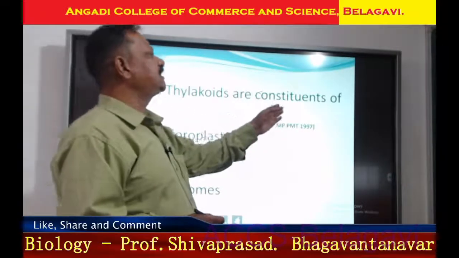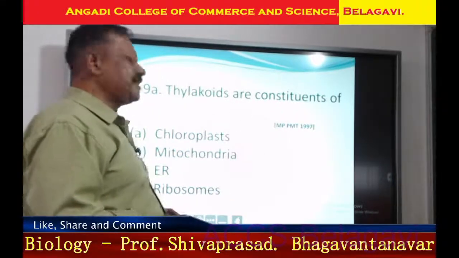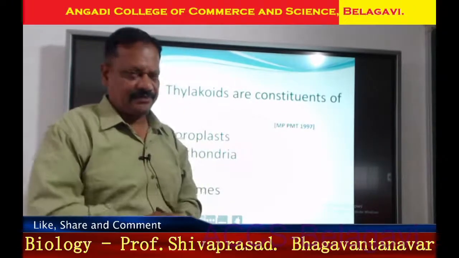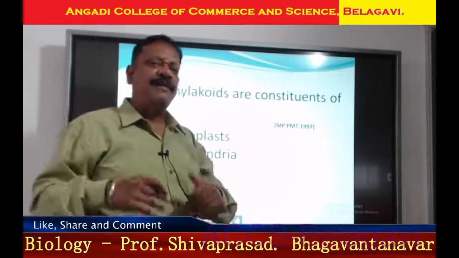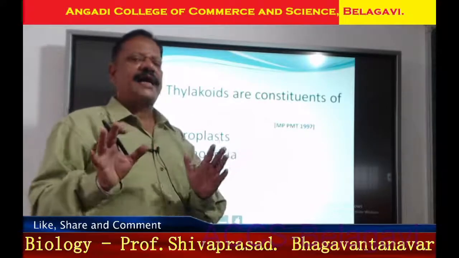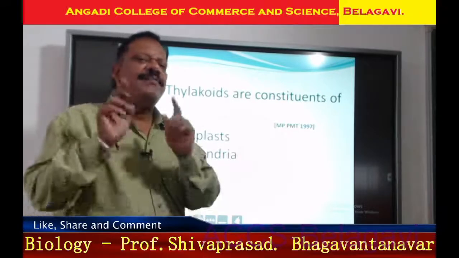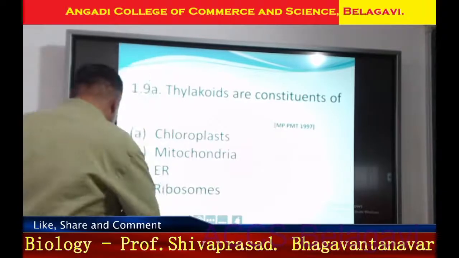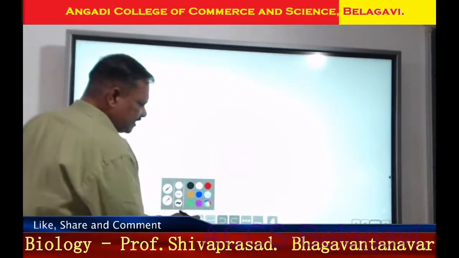Thylakoids are constituents of plastids. So if you want to understand thylakoids, you have to study plastids. It is better to explain plastids first and then go to the questions. As I have given the general idea of mitochondria, now I am giving the same general idea of plastids. Let's move back to our whiteboard and see here.